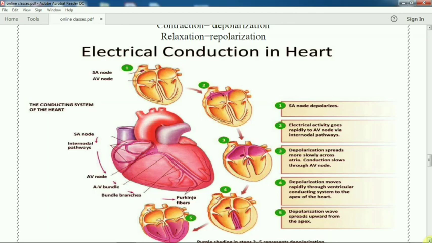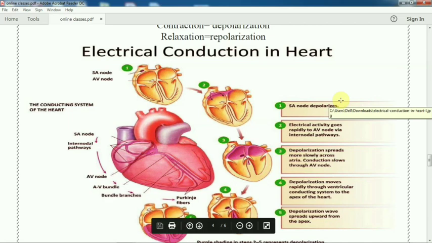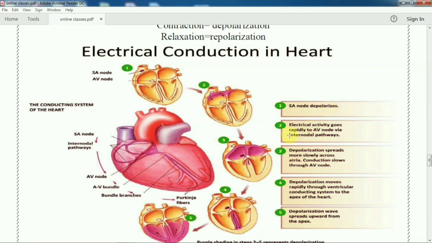See step 1. When the SA node depolarizes, it means contraction starts and it travels to the AV node. Electrical activity goes rapidly to the AV node via the internodal pathway. See the steps in the figure. The SA node depolarizes, that means contraction starts in both atria, left and right. The impulses generated in the SA node go rapidly to the AV node via the internodal pathway.